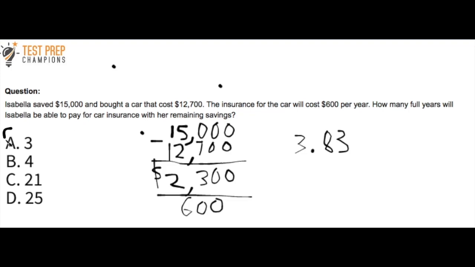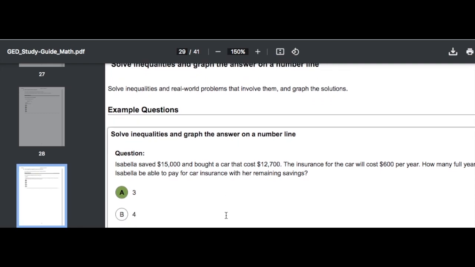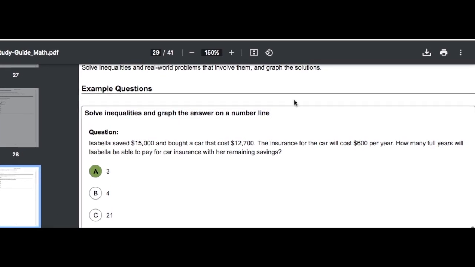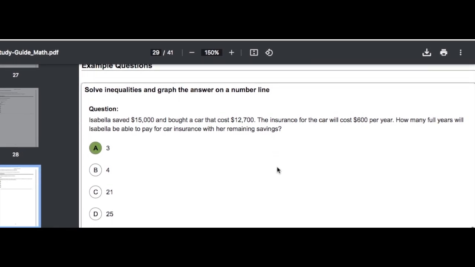So that's why you would actually have to think, well, 3.83 means she can afford at least 3 full years and a little bit more, but not quite 4 full years. So you would just have to know that 3 is the right answer here. And on the study guide, 3 is the right answer. I know this isn't all going to fit on the screen here, but I'm just a little bit baffled as to why they have this labeled as solve inequalities and graph the answer on a number line, because it seems to me you just take the 15,000, subtract 12,700, divide by 600, and then you just have to realize it's a little bit over 3 years, but if we're answering in terms of the number of full years, you would have to say 3. A is the right answer.